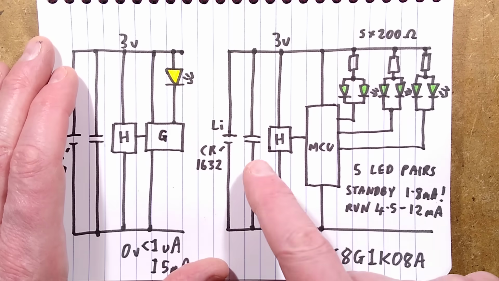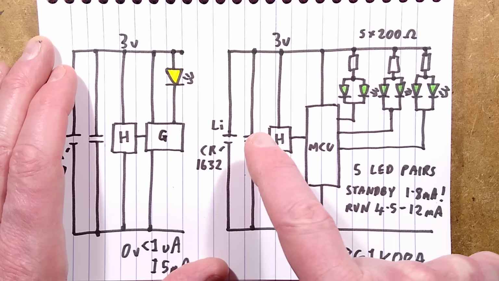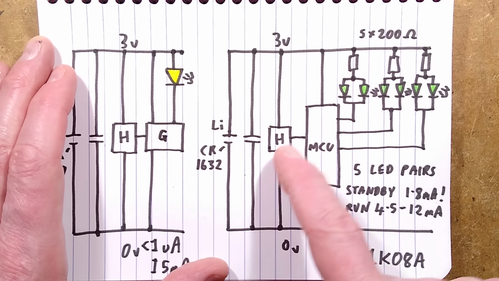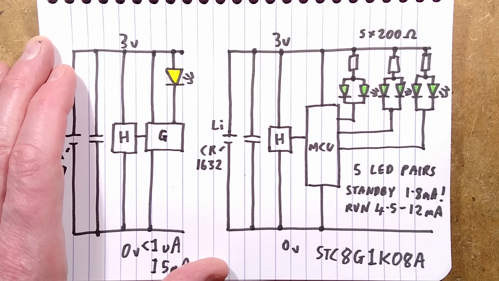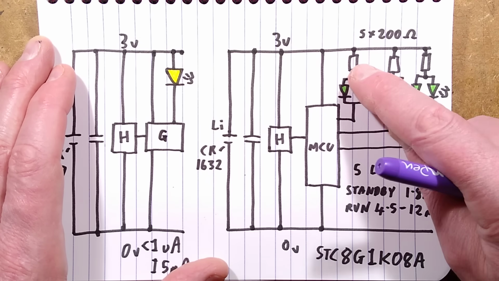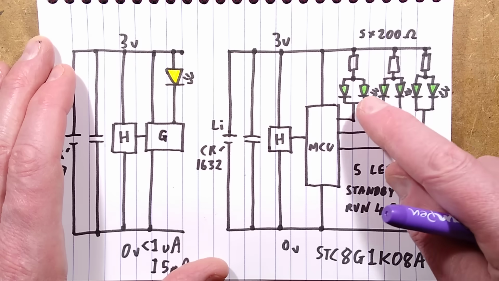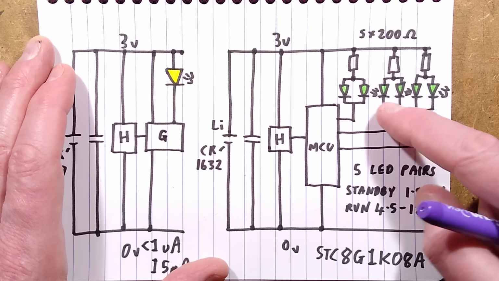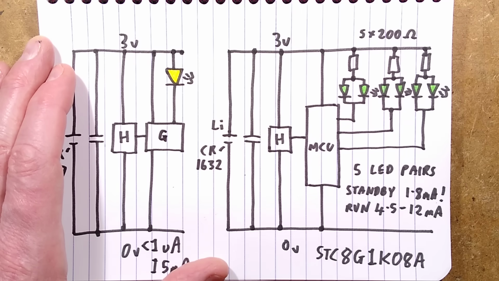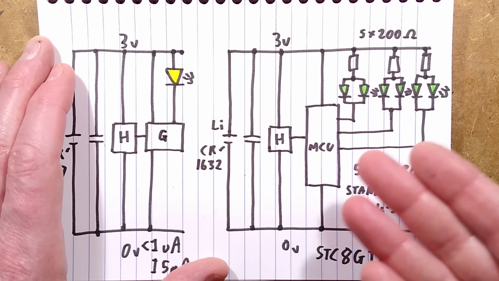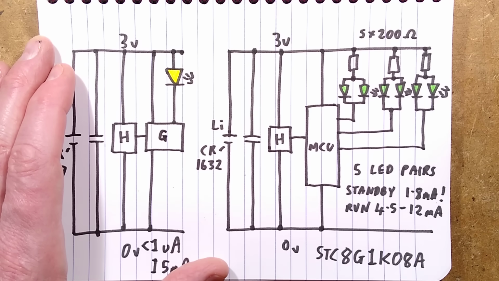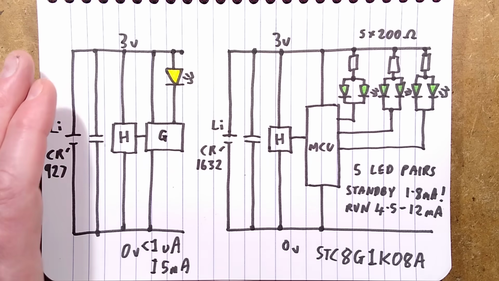This one, more or less the same arrangement. It's got the lithium cell, the decoupling capacitor, the Hall effect sensor signalling to the microcontroller, which is an STC HG1K08A, and then it's got 200 ohm resistors, with two LEDs in parallel going to the microcontroller pins and pulling low, because that's how most microcontrollers can switch the most current. Standby current was 1.8 milliamps, run 4.5 to 12 milliamps, that is it.